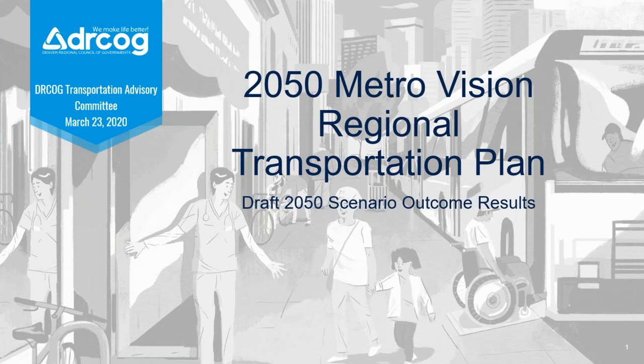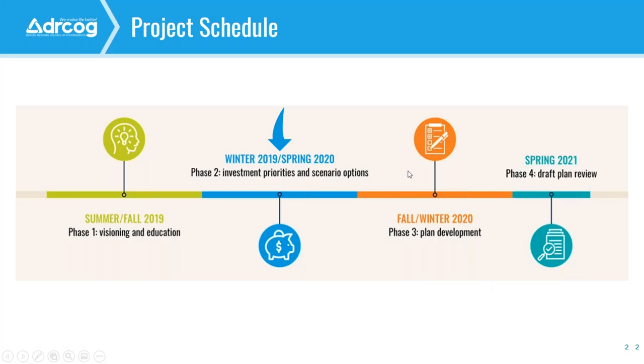So most of those questions we will also save till the end, but a few of them we will try and answer as we go through the presentation. So with that, first slide everyone should see is the project schedule. This is just a general reminder of where we are in the overall development of the 2050 Metro Vision Regional Transportation Plan.